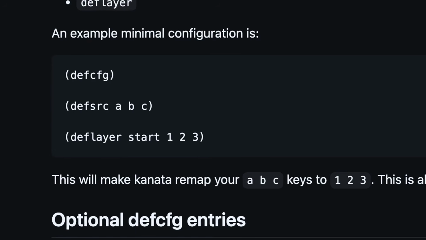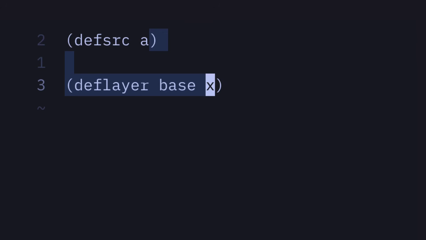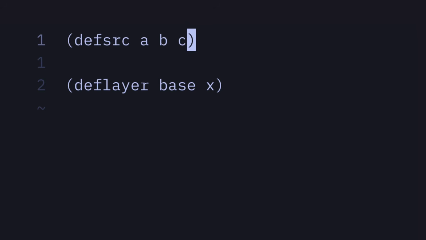So as a simple key map example, let's say I wanted the A key to map to X. I can do this with a defsrc function to specify source keys with an argument of A, and at least one deflayer function to specify the output keys. I'll give this a name of base and an argument of X. Any key that isn't listed in the configuration file behaves as normal. So adding more keys like B and C and mapping them to X and Z looks like this.